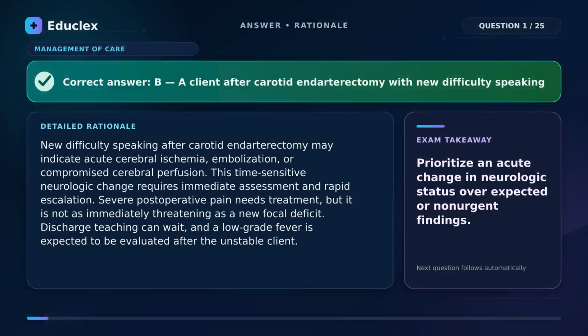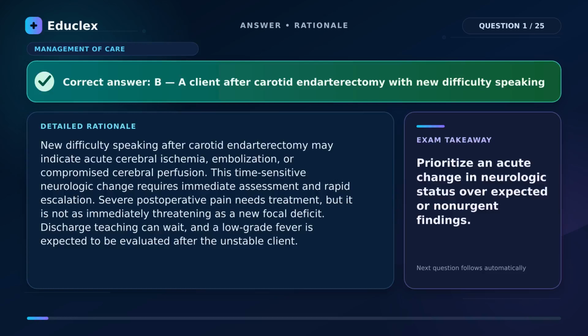The correct answer is B. A client after carotid endarterectomy with new difficulty speaking. Here is the rationale. New difficulty speaking after carotid endarterectomy may indicate acute cerebral ischemia, embolization, or compromised cerebral perfusion. This time-sensitive neurologic change requires immediate assessment and rapid escalation.